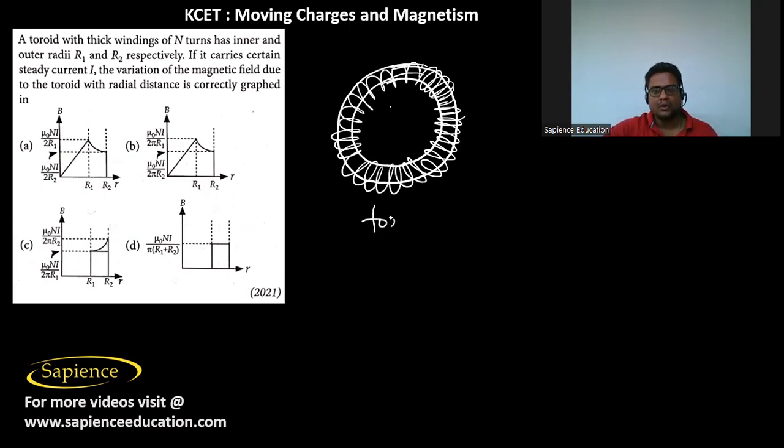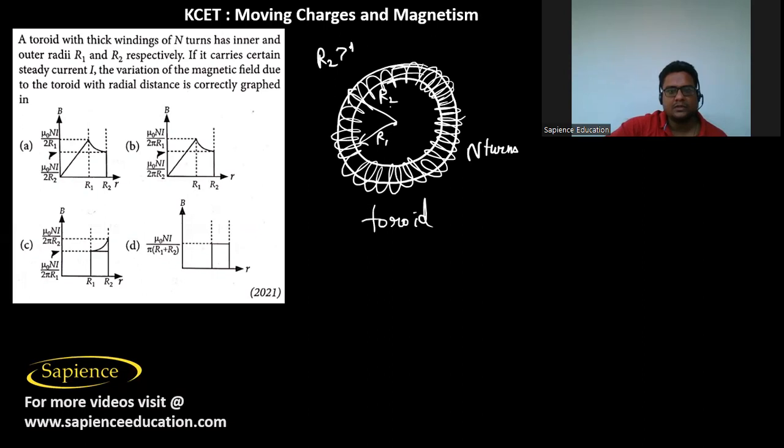A toroid is acting like a twisted solenoid, and it has N turns, its inner radius is R1 and its outer radius is R2. R2 is more than R1, obviously. If it carries a certain steady current I, the variation of the magnetic field due to the toroid with radial distance is correctly graphed in which option?